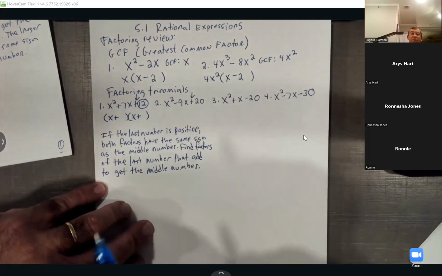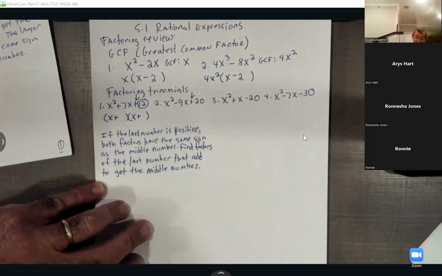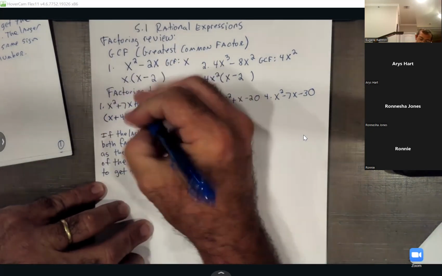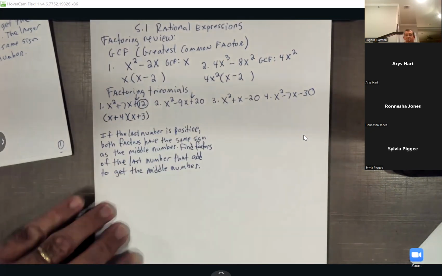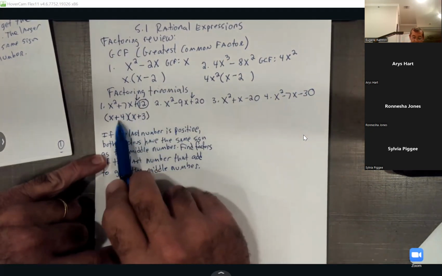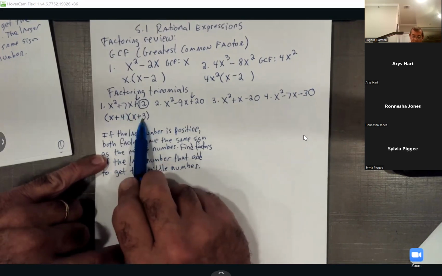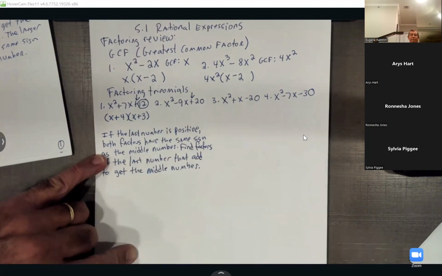What y'all think? Factors of 12 that add to get 7. 4 and 3, perfect. Then watch this. 4 plus 3 equals 7. It adds to get the middle, and then 4 times 3 multiplies to get 12.